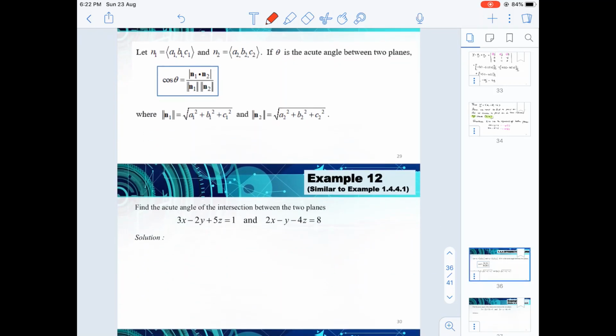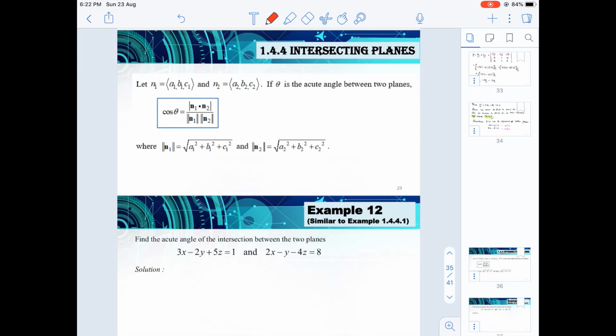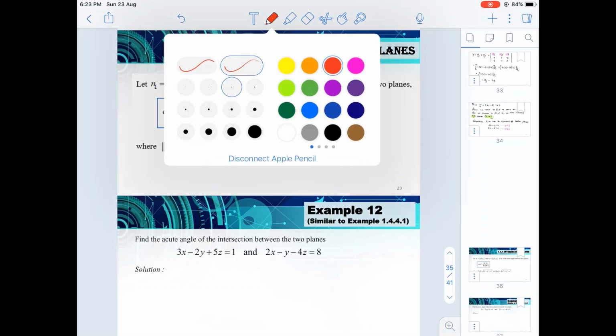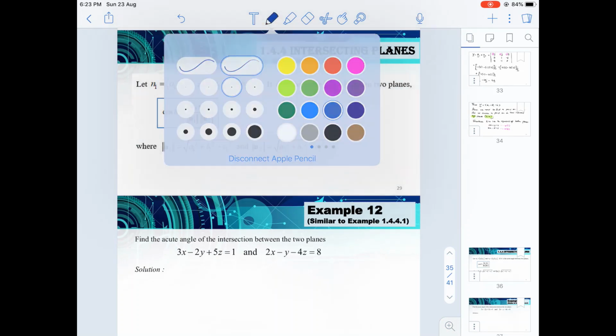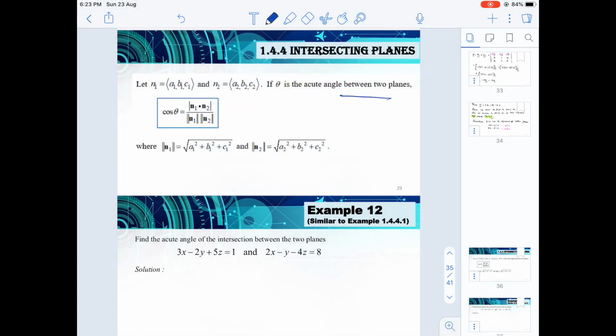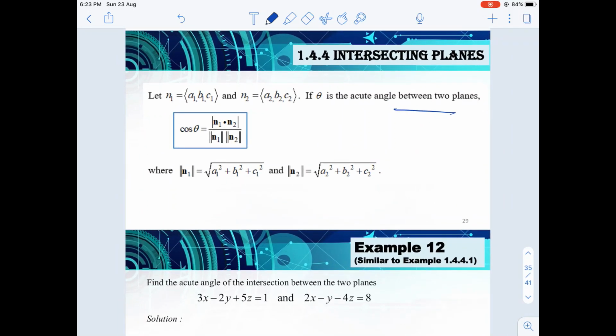Okay, next, intersecting planes. So let's say we have two planes that intersect each other. Let's say I sketch it like this. Let's say this is the first plane and this is the second plane, P2. So we will have an angle here. This is the angle between the two planes.